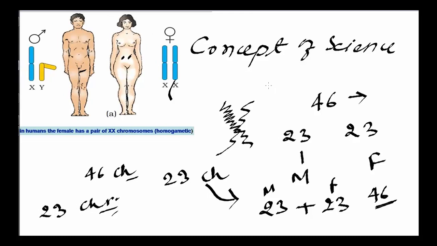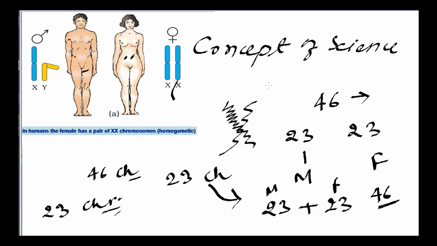Let us learn what determines the sex of the baby. Here we can see that the sex chromosomes of man are X and Y. The sex chromosomes of woman are X and X. They have a pair of sex chromosomes. So now let us understand the technicalities of how the sex of a baby is determined.